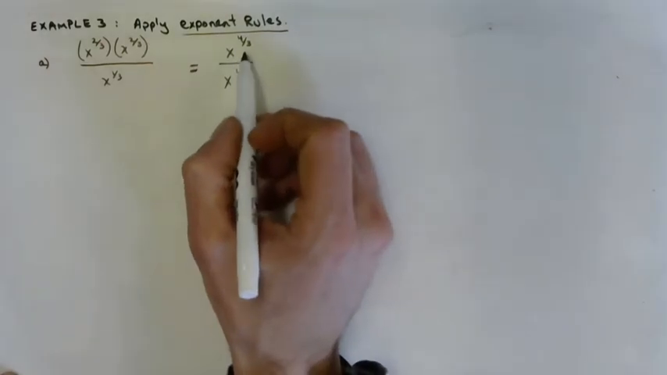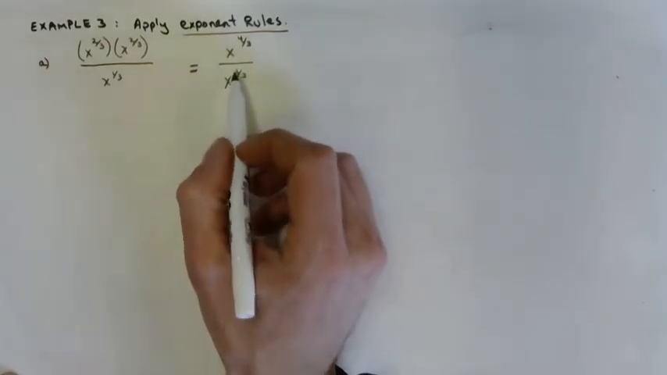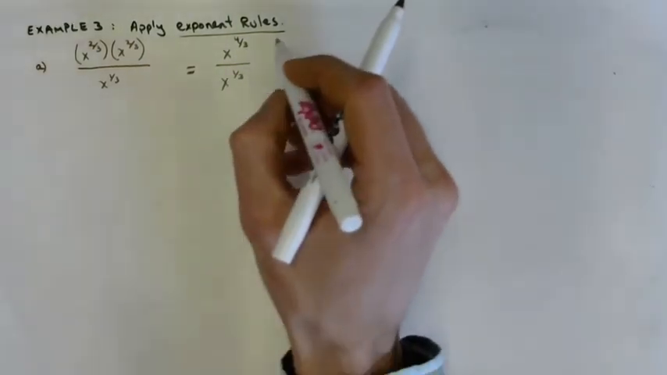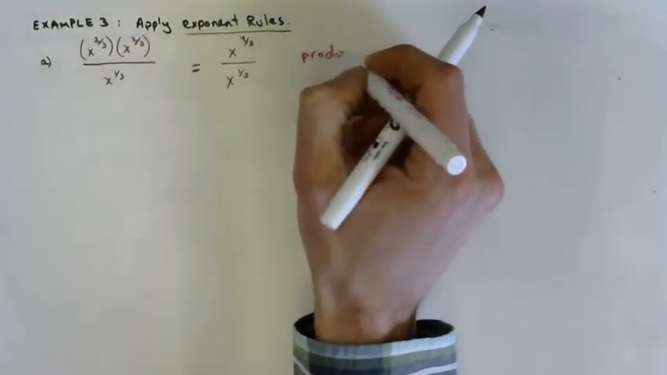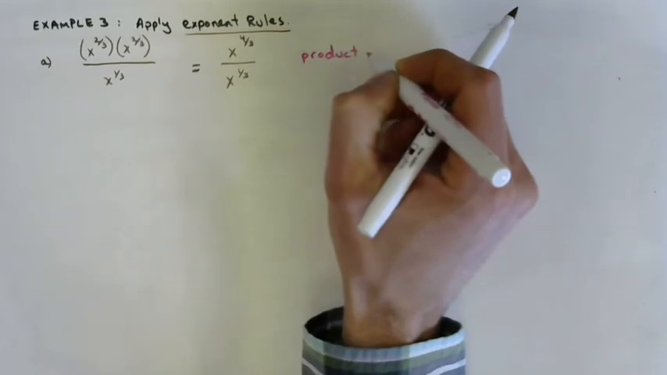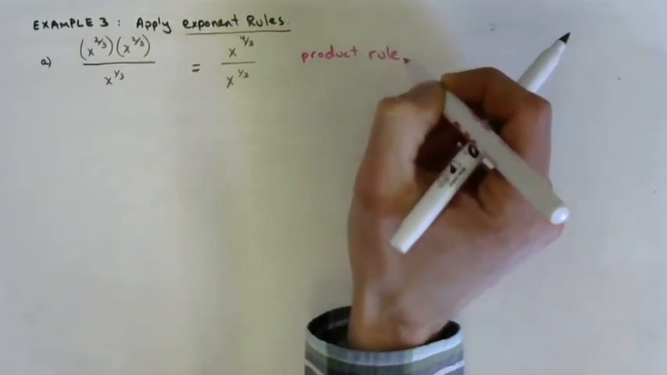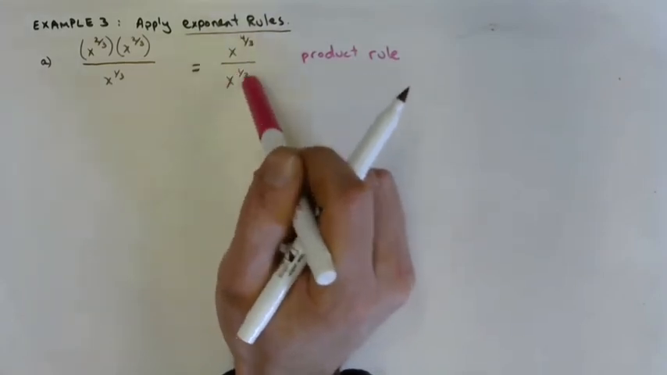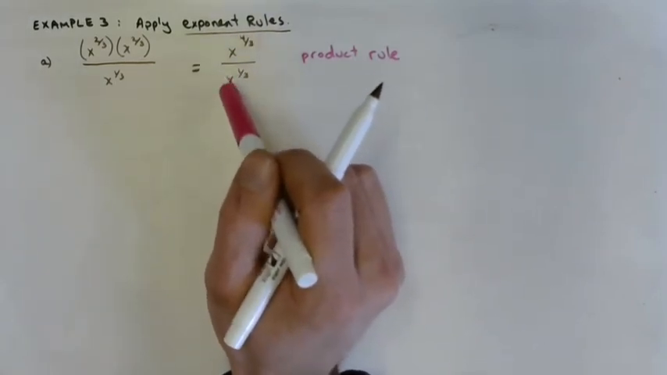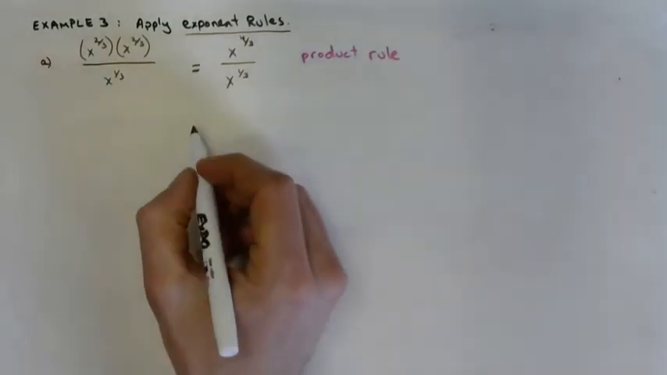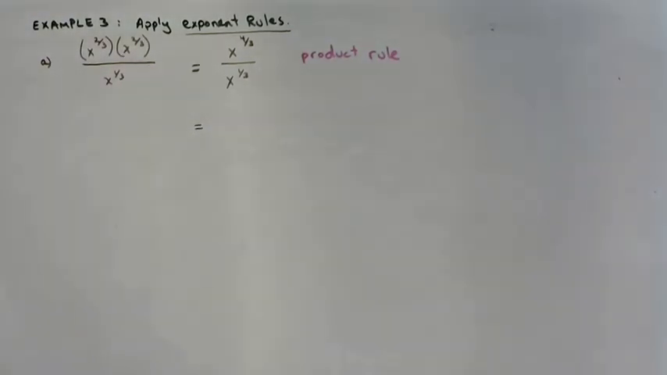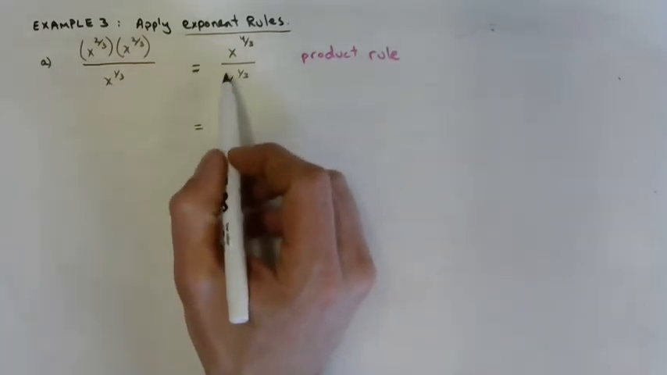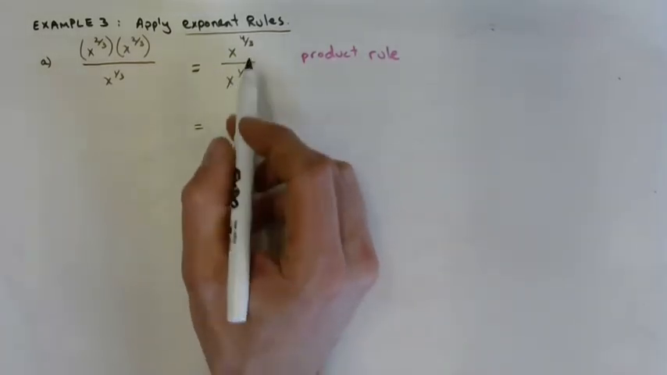Okay, now I have a single power in the numerator and a single power in the denominator. And we can make a note that that was the product law, or rule, I guess is the word we're using. Product rule. Now I have a single power in the numerator, a single power in the denominator, and they both have the same base. So what's my next rule? I have a power being divided by another power. I can subtract the powers, okay?